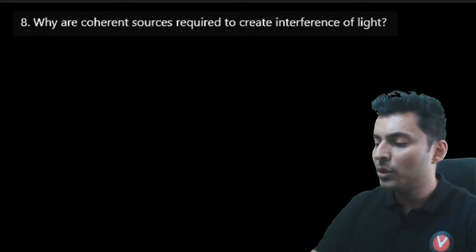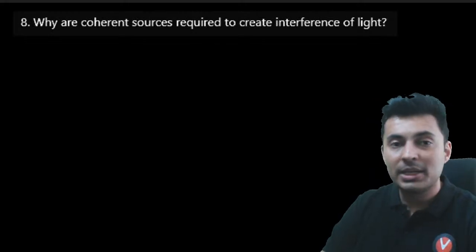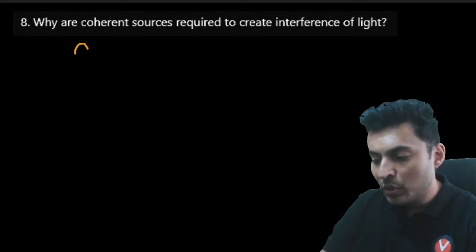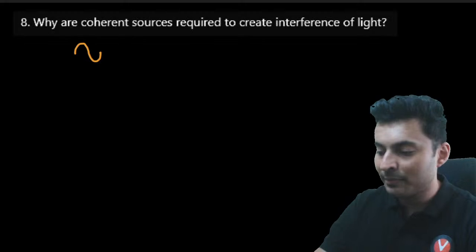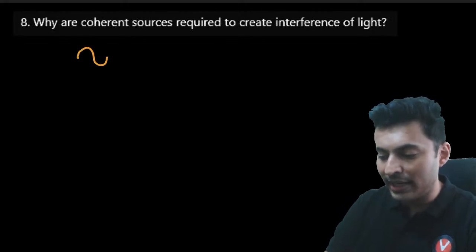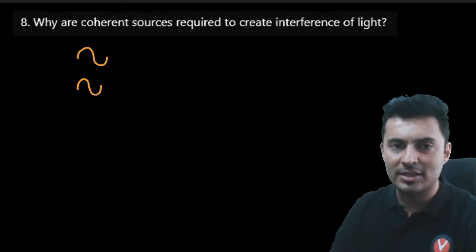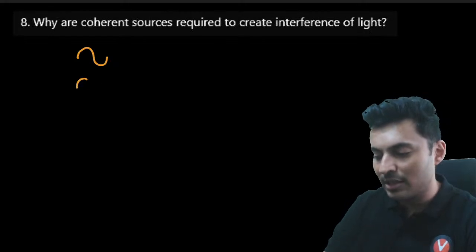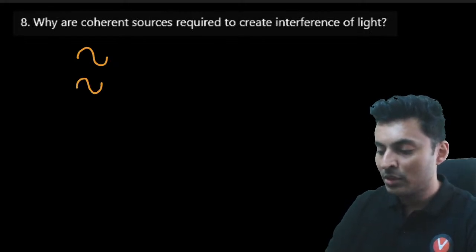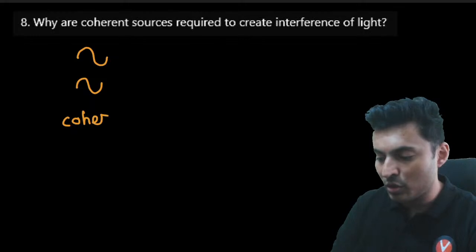Okay. Why do you need coherent sources? Because of predictability. You need to know what is going to come when. Because if the sources are coherent, I know crest is coming with crest, trough is coming with trough. So if it is constructive, it will always remain constructive. So this is coherent.